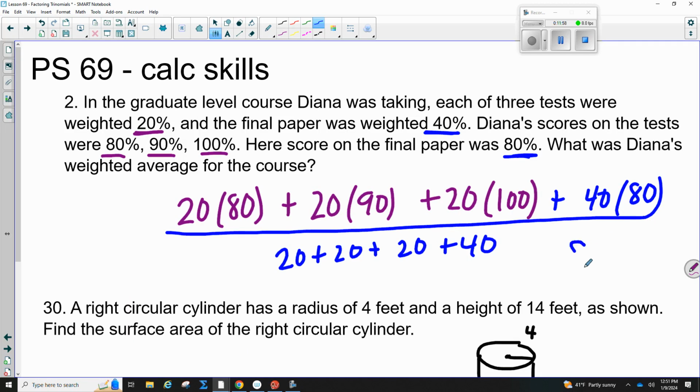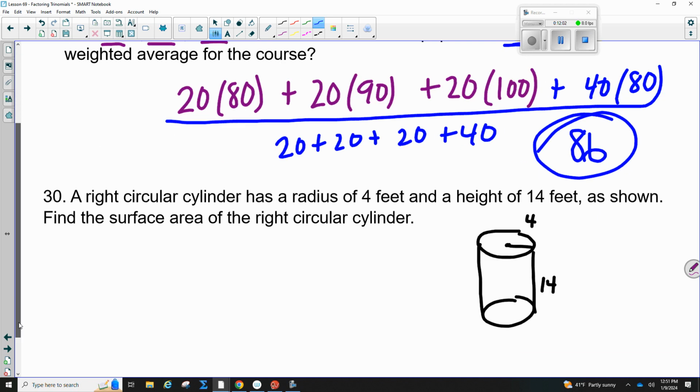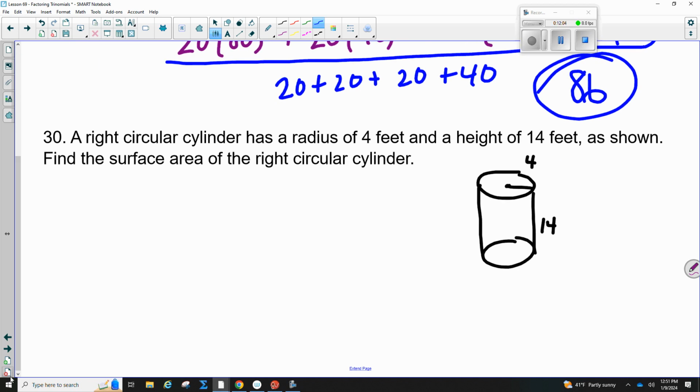The next one is really just another pi button. However, I did want to show you now, you want to do both, and this problem is kind of a pain, so we'll do it, all right? A right circular cylinder has a radius of 4 feet and a height of 14 feet. As shown, find the surface area of the right circular cylinder.